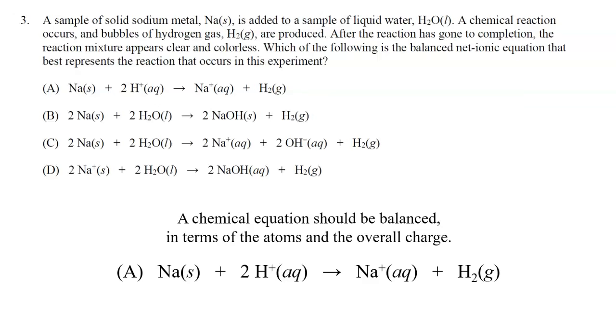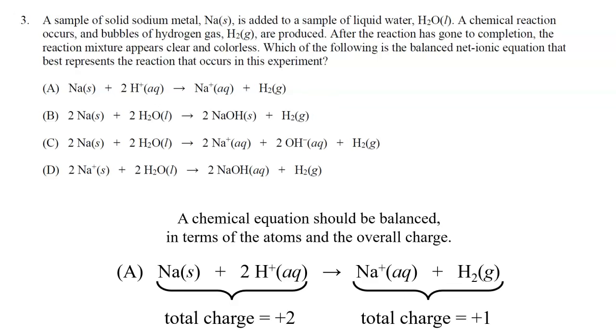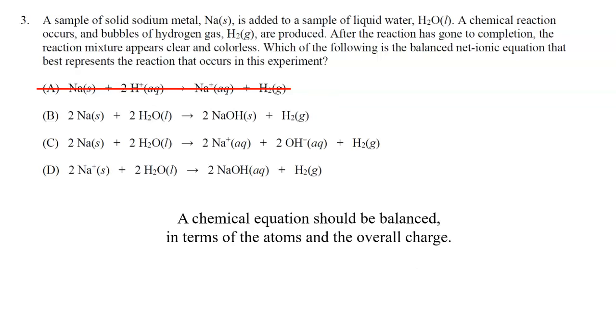In choice A, I see the same number of atoms of sodium and hydrogen on both the left and the right side of the equation. So it is balanced in terms of atoms, but it is not balanced in terms of the overall charge. If we look at the total charge on the left side of the equation, it has a charge of +2 because there are 2 H+ ions. And on the right side of the equation, the total charge is +1 because we have 1 Na+ ion. So therefore, because it's not balanced in terms of the overall charge, we can eliminate choice A.